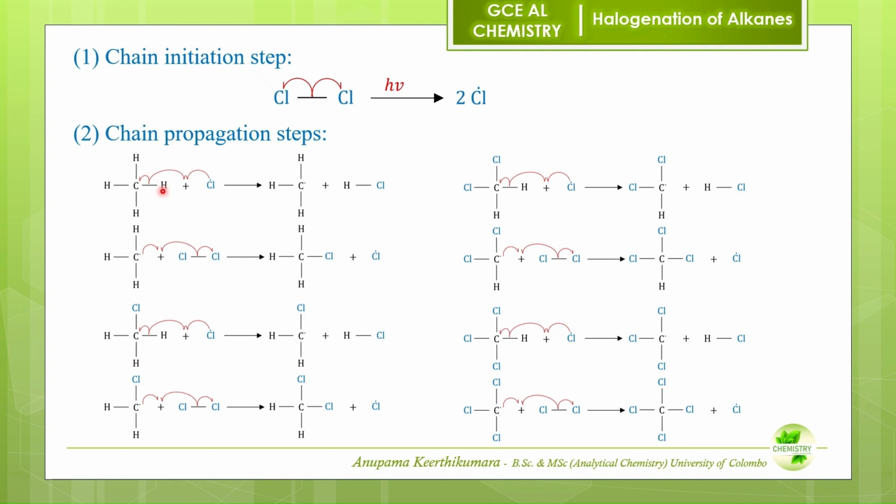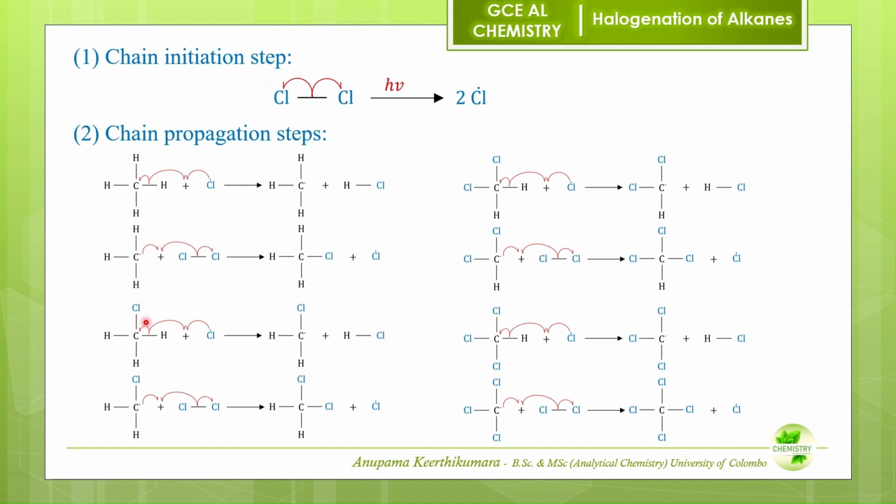First, the C-H bond of a methane molecule undergoes homolytic cleavage and converts to the methyl free radical. During the process, an HCl molecule is also produced. Next, this methyl free radical reacts with the chlorine molecule and is converted to an alkyl halide. During the process, chlorine free radicals are generated. These are the other possible steps of the chain propagation.